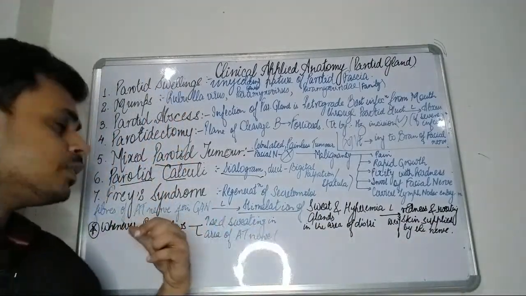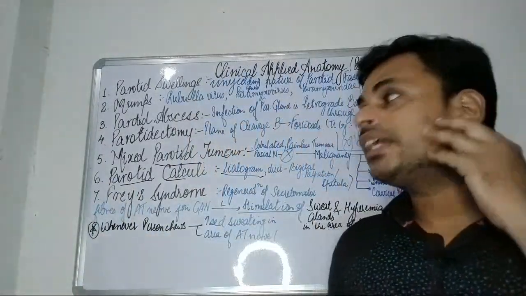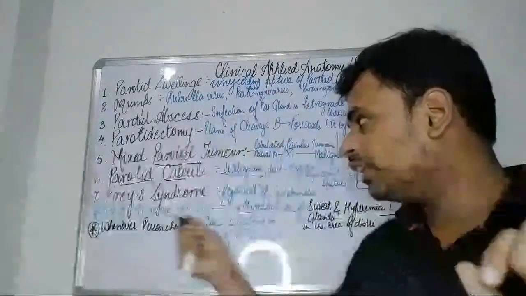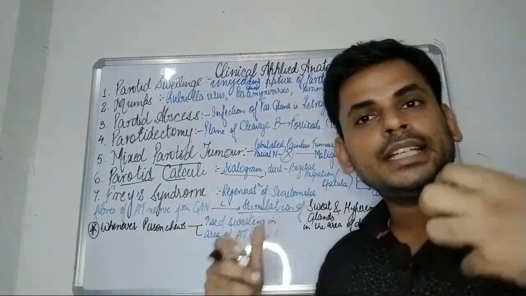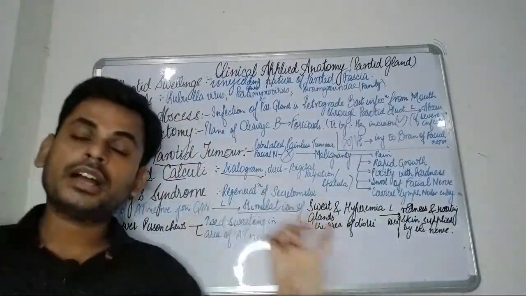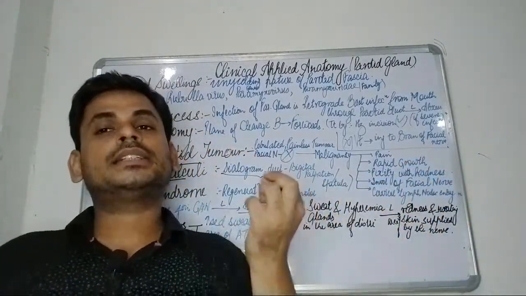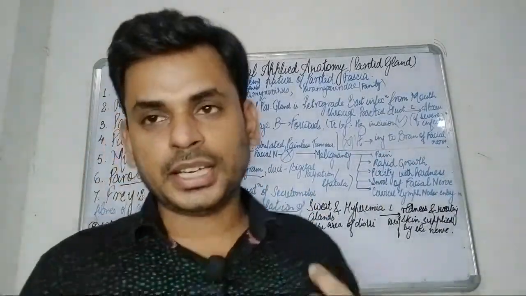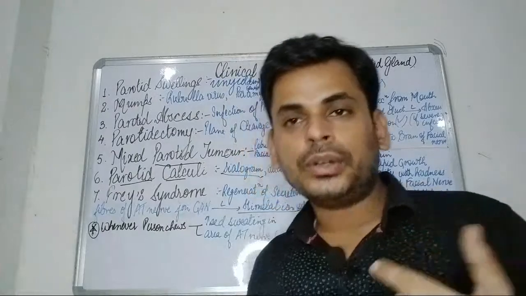So whenever such a person chews, it causes increased sweating in the area of distribution of the auriculotemporal nerve. Since it involves the area of distribution of the auriculotemporal nerve, Frey syndrome is also known by another name, the auriculotemporal nerve syndrome.